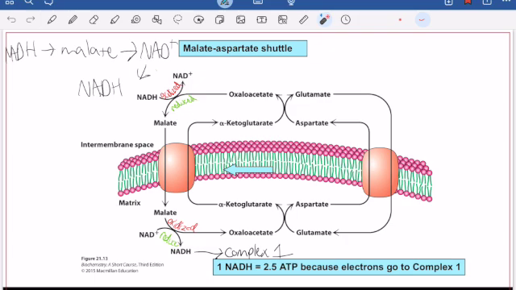NADH is going to pass its electrons to oxaloacetate, oxidizing it to NAD+ and reducing oxaloacetate to malate. Malate is going to flow through the inner mitochondrial membrane, where it's oxidized to oxaloacetate, passing those electrons to an NAD+ molecule, which reduces it back to NADH. Now, where does NADH pass its electrons to? It passes them to complex 1, producing 2.5 ATP.